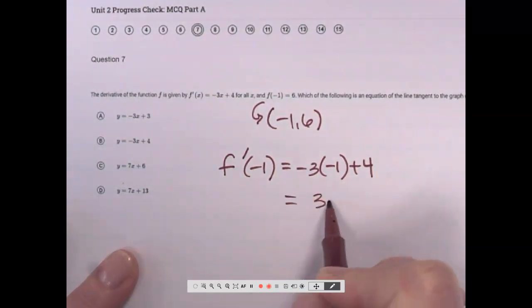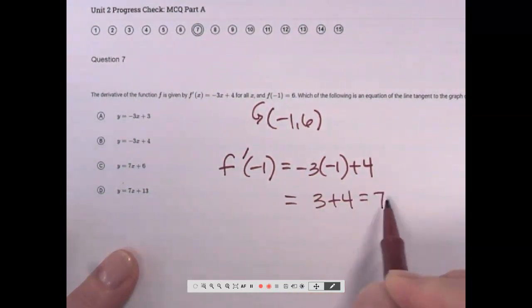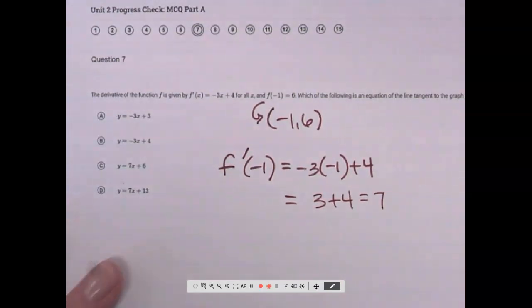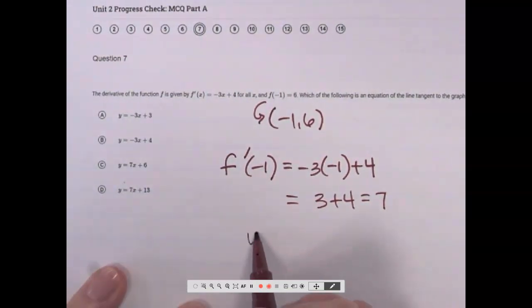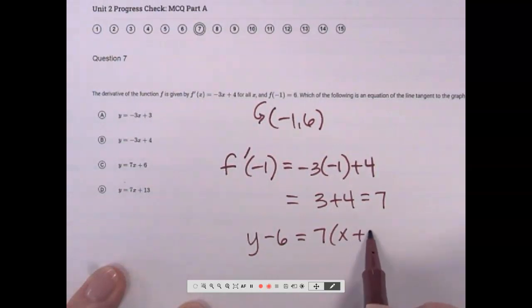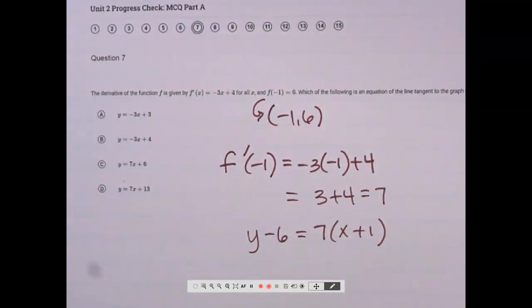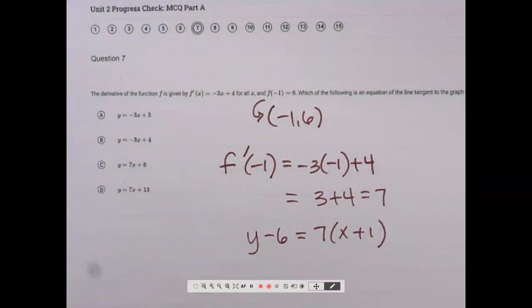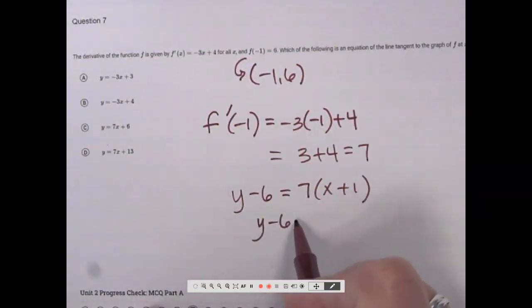Let's see, that's 3 plus 4 is 7. So that's our slope. Look at my answers. That automatically eliminates 2 of them, doesn't it? So now I'm going to have to say y minus 6 equals 7 times x plus 1. And like Abby said, they did put this in slope-intercept form, so I'm going to have to solve this for y. But this isn't hard. We can do it.